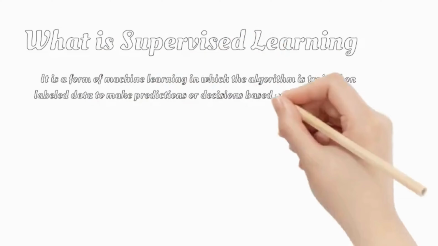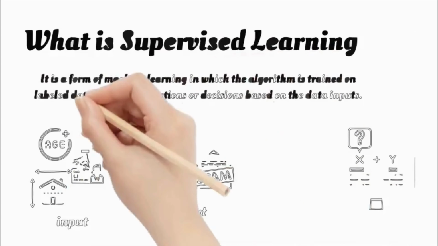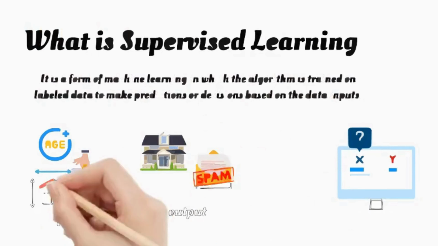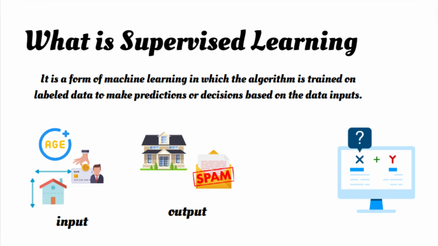Supervised learning is a type of machine learning where the model is trained on a labeled dataset. But what exactly does that mean? A labeled dataset is one that has both input and output parameters. The input features are the attributes or characteristics of the data, like age, salary, or house size, while the output labels are the desired outcomes, such as predicting house prices or determining whether an email is spam.